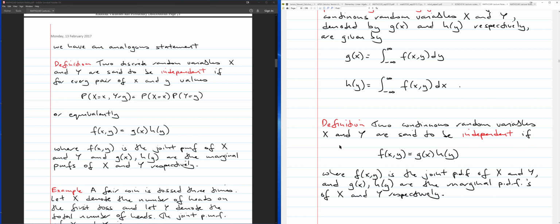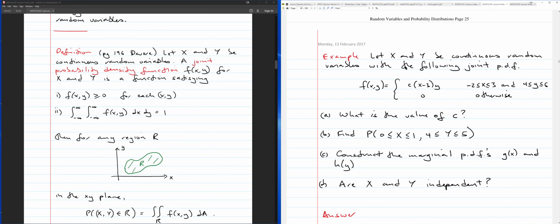Okay, and x and y are independent if your joint PDF is equal to the product of the marginal of x times the marginal of y. Alright, so we're going to take a look at this problem here.